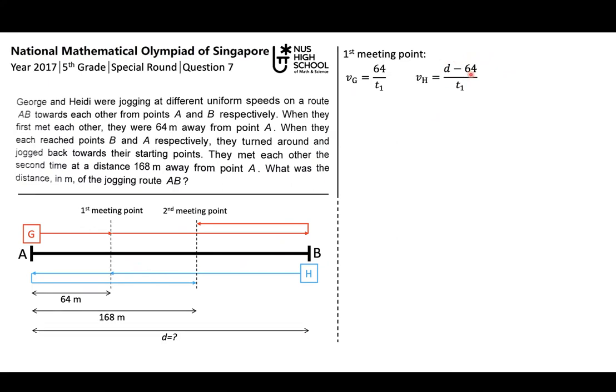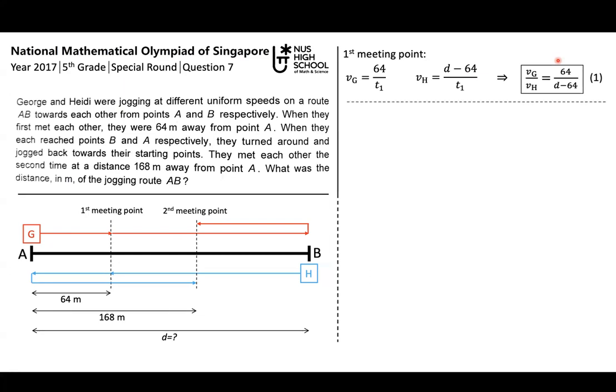And she will travel for exactly the same amount of time because they start at the same time, and at the point where they meet first, they've traveled the same amount of time. So the velocity would be just d minus 64 over t1. Now let's take the ratio of their velocities. Then we end up with the equation of this form where the t1s cancel out. So the time they traveled becomes irrelevant for this equation.